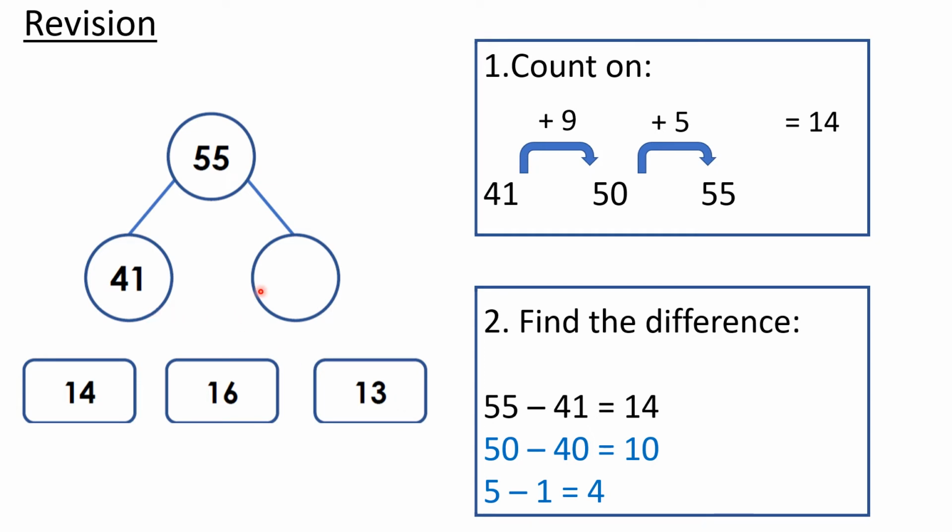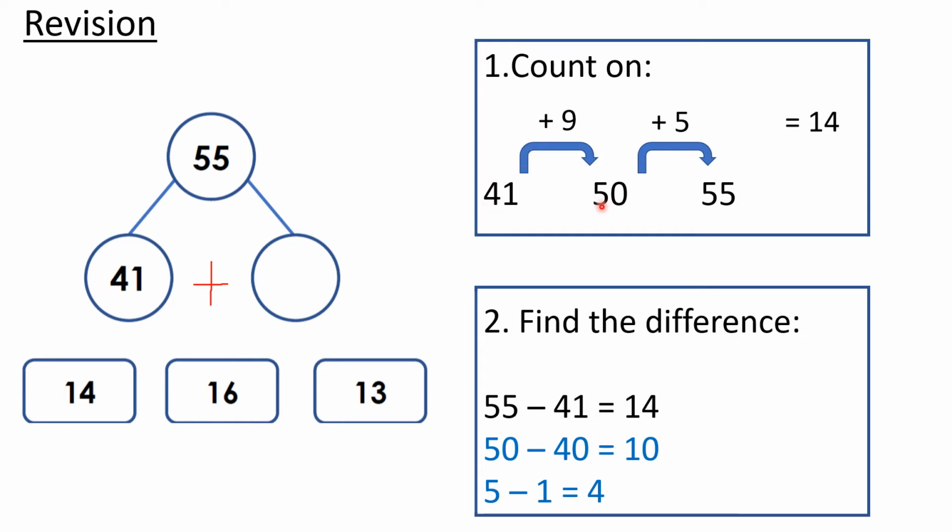Now, these 2 parts, as I said, make up the whole number. So that means I know that 41 add something equals 55. Now, there are 2 different ways I could find this part. The first thing I could do is count on. And to count on, I would start from 41 and count on until I got to 55, which is my whole number I'm trying to make.